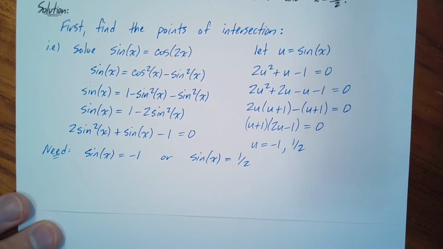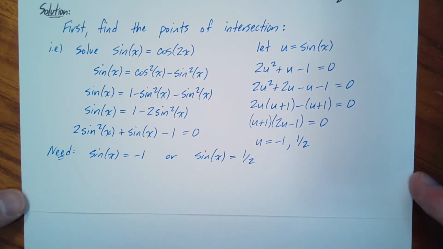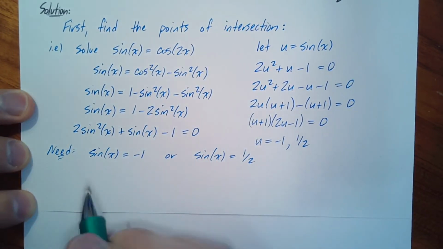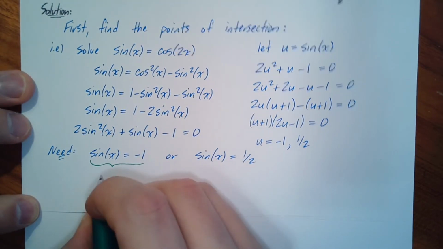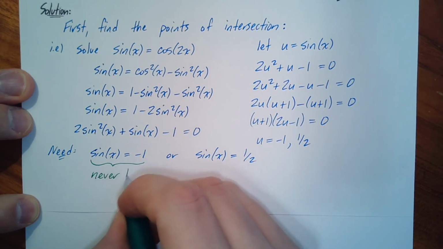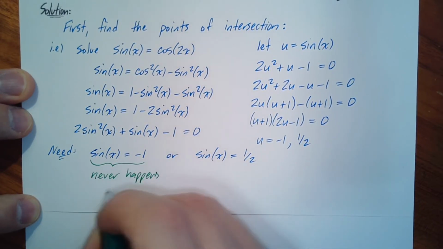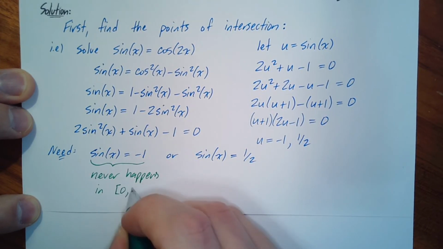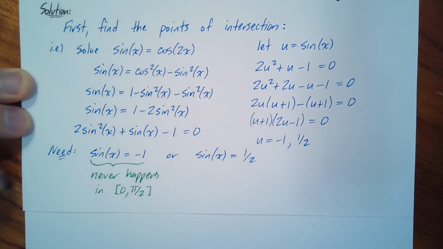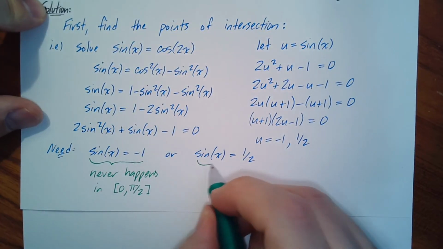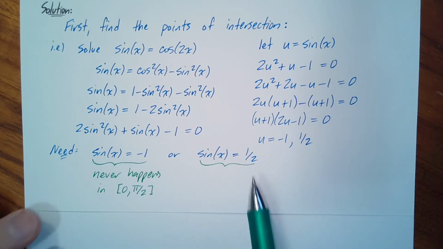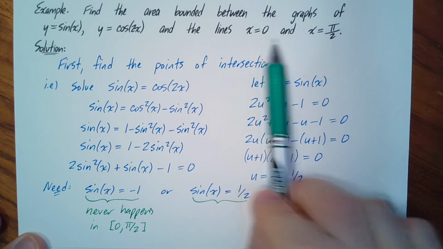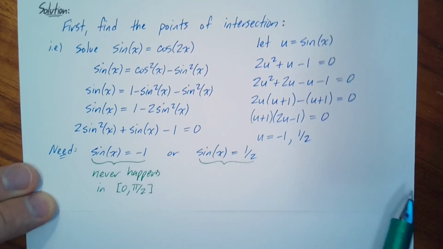Okay, so I'll leave it to you as an exercise to verify that this is correct. But the equation sine of x equals negative 1 has no solutions in the interval 0 to pi over 2. So this never happens in the interval 0 to pi over 2. But this equation does have a solution. If you look between 0 and 2 pi, there's two solutions, pi over 6 and 5 pi over 6. But the only one of those two solutions that falls between 0 and pi over 2 is pi over 6. So that's going to be the solution to this.